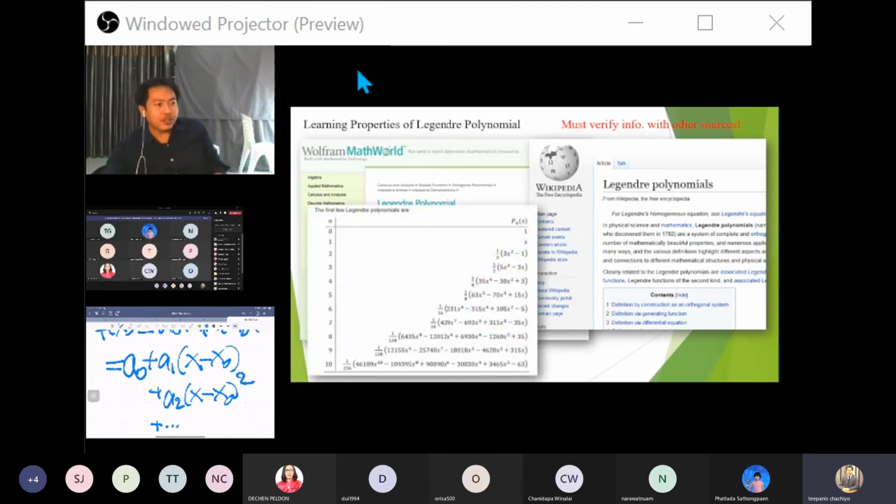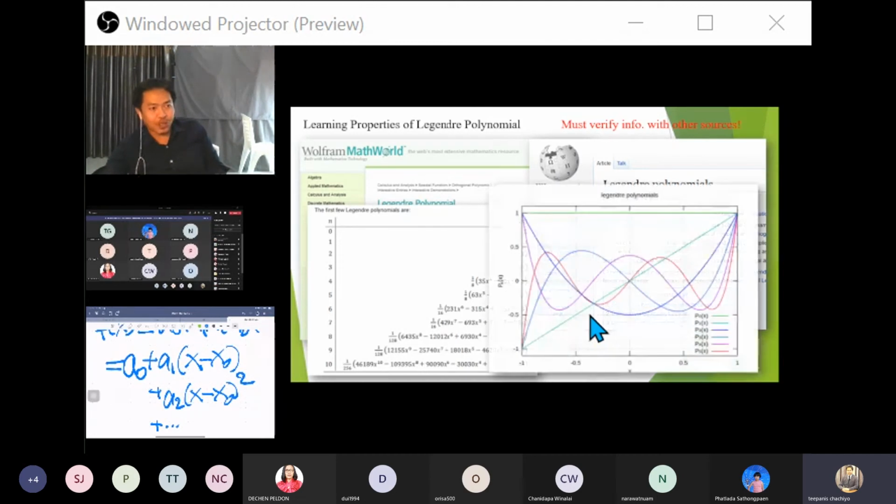This is the list of the polynomials. You can go up to almost any order you want, but in real research, they would usually only go to maybe second or third order of the Legendre polynomial. That is the shape of the polynomial. Again, it's only defined within the range of -1 to 1. So if your applications concern something outside this range, you're out of luck.